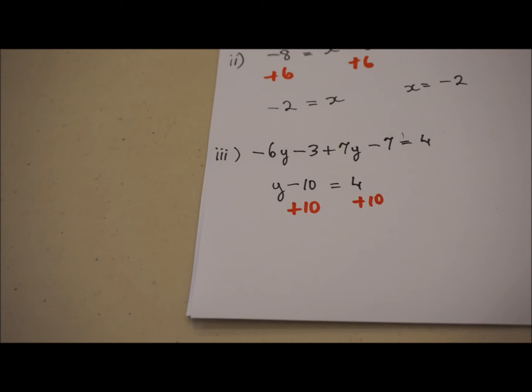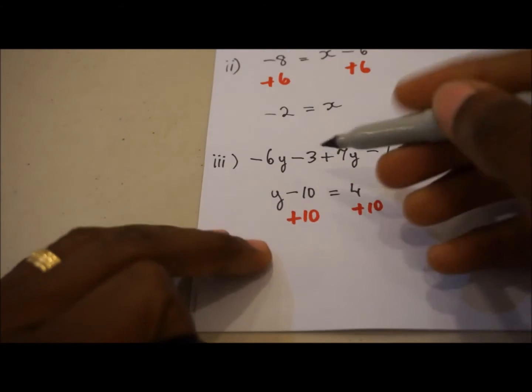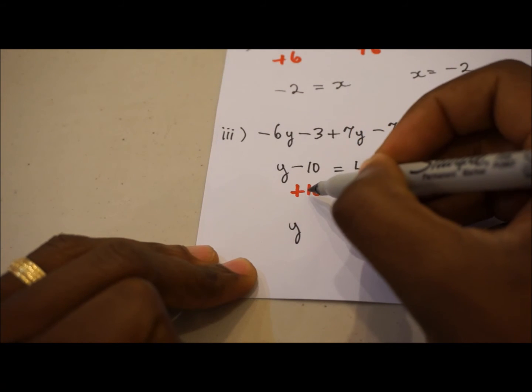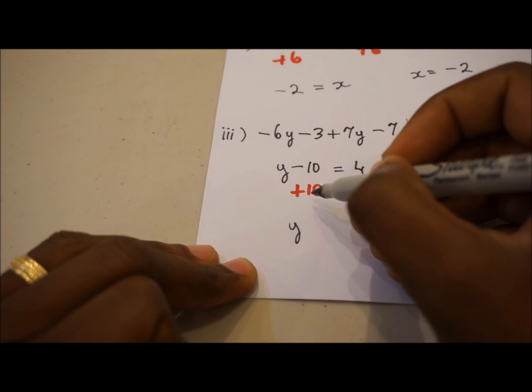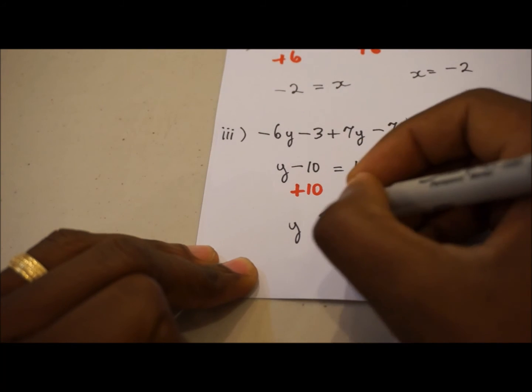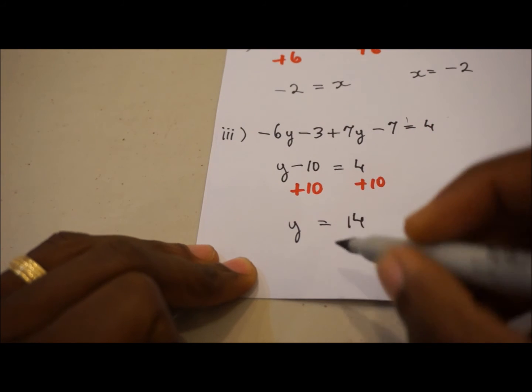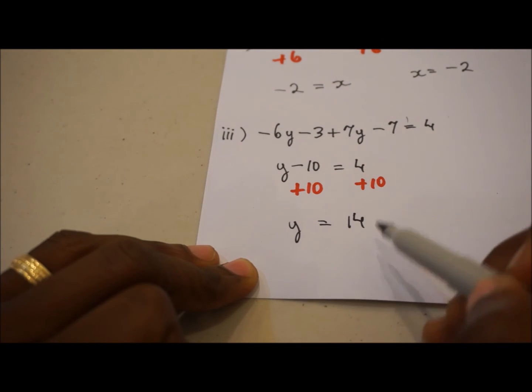And now I simplify. Y comes back. Negative 10 plus 10 becomes 0. Perfect. The equal sign now comes back. And now 4 plus 10 gives me 14. Therefore, y is 14.